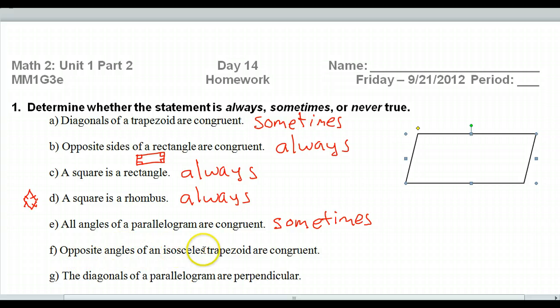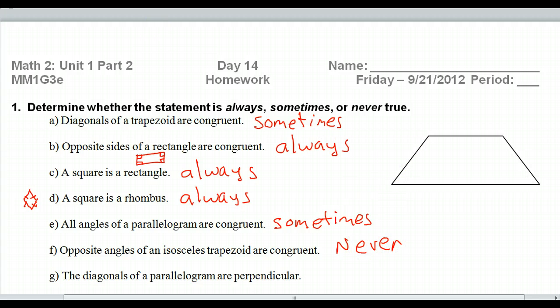Opposite angles of an isosceles trapezoid are congruent. That's going to be never. Okay, again, here's my isosceles trapezoid, and opposite angles would be like this angle and this angle. There's no way these angles are ever going to be congruent for an isosceles trapezoid, so that's never.